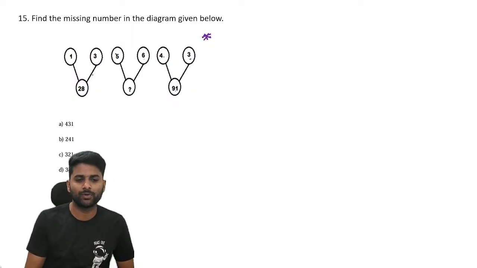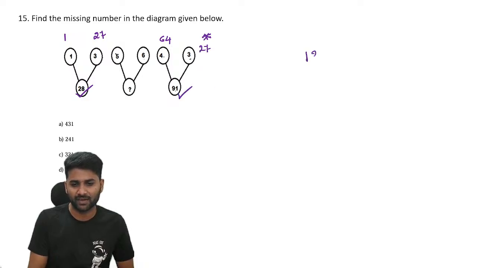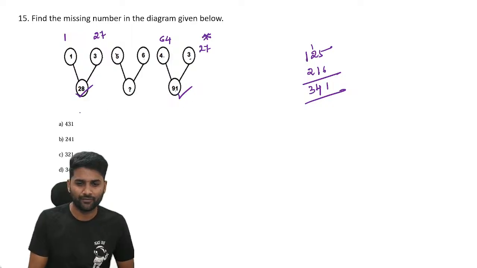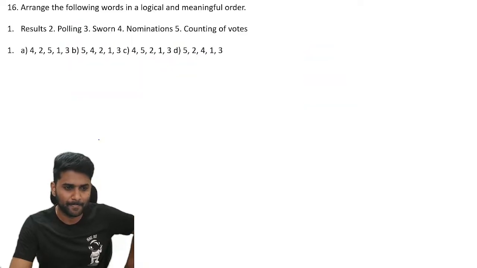Now see, it's a cube of the number. 3 cube plus 1 cube: 1 plus 27 is 28. 64 and 27, the sum is 91. Same way, 5 cube is 125, 6 cube is 216. So the answer, 341, is the correct answer. It is the sum of the cubes of the given numbers.